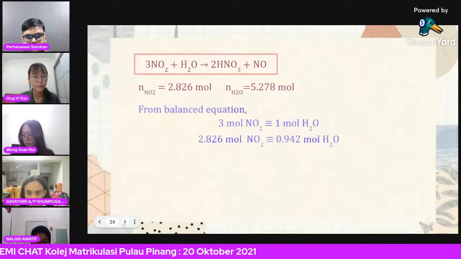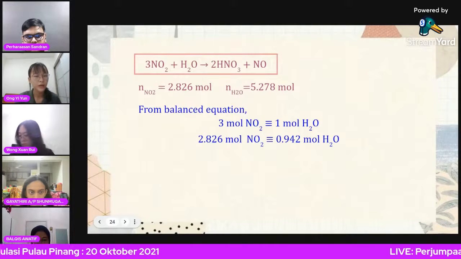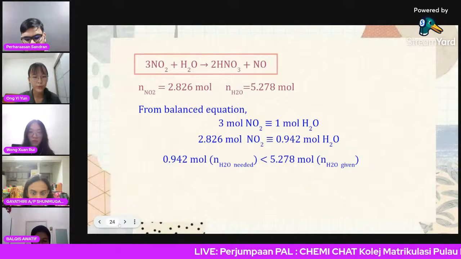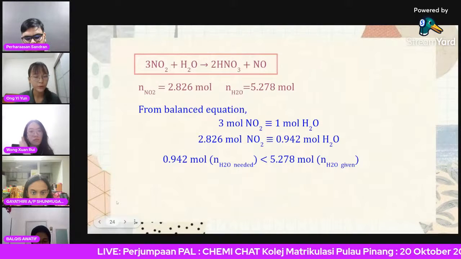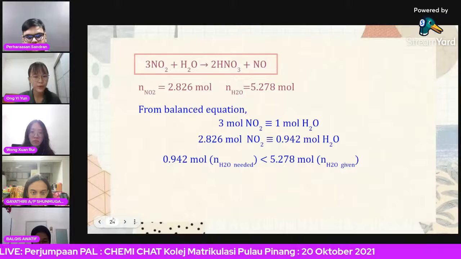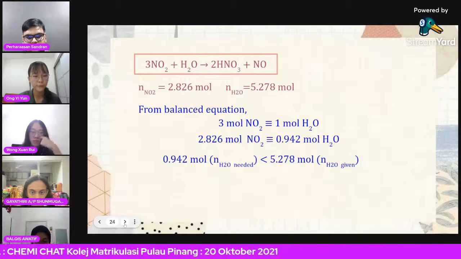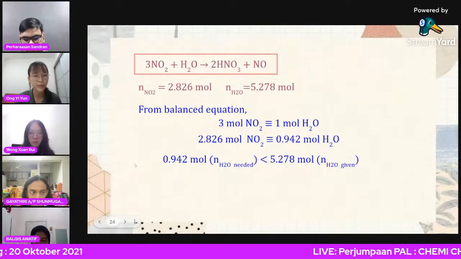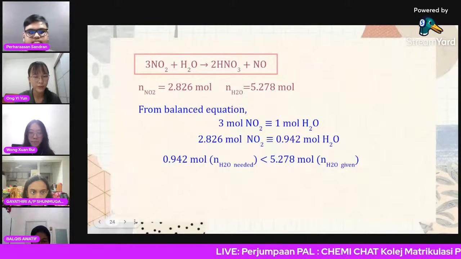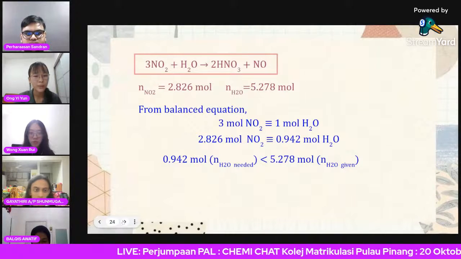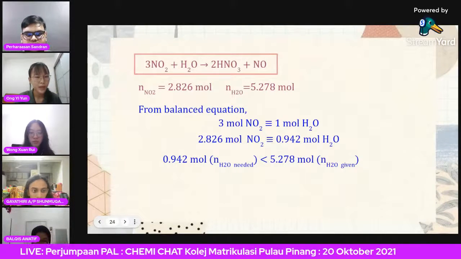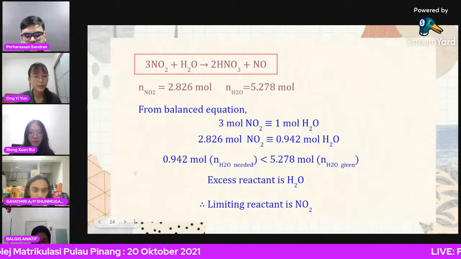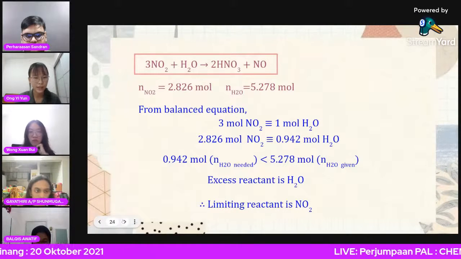By referring to the chemical equation we balanced previously, we now compare the number of moles. From the balanced equation, 3 moles of NO2 will react with 1 mole of H2O. So 2.826 mole of NO2 will react with 0.942 mole of H2O. However, the number of moles of water given in the question is actually 5.278 mole, which is greater than 0.942. So we can conclude that water is present in excess. And when one of the reactants is present in excess, the other reactant will be the limiting one. So the limiting reactant is NO2, nitrogen dioxide.